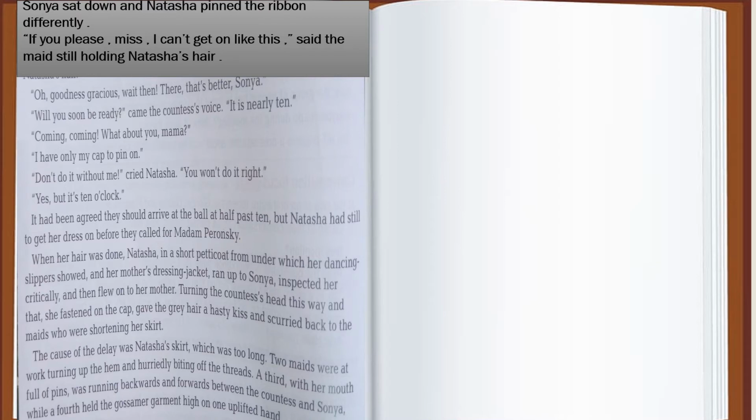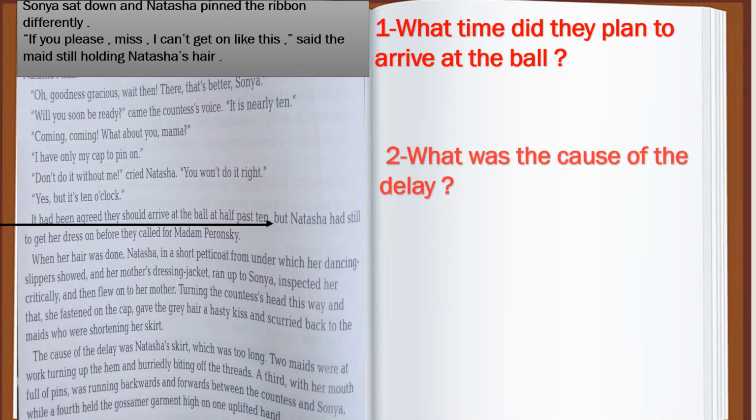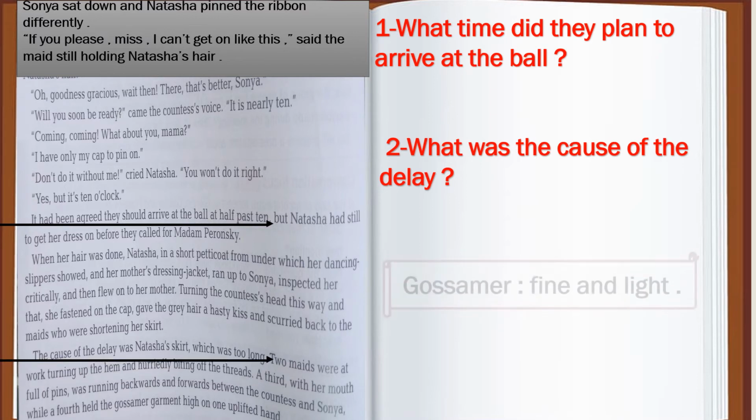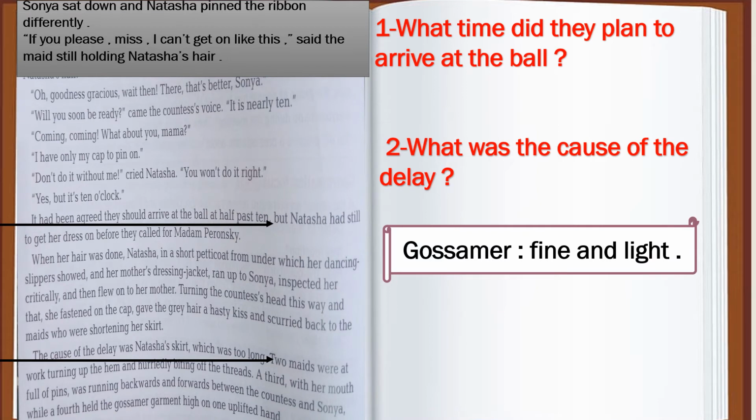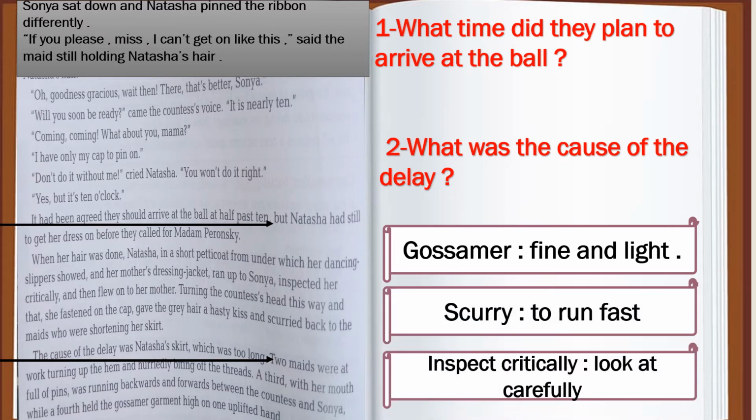So if I ask you, what time did they plan to arrive at the ball? They planned to arrive at the ball at 10:30. What was the cause of the delay? Excellent. It was Natasha's skirt, which was too long. What do you mean by gossamer? When we say gossamer garment, it means fine and light cloth. Inspect it critically means to look at it carefully. Okay?